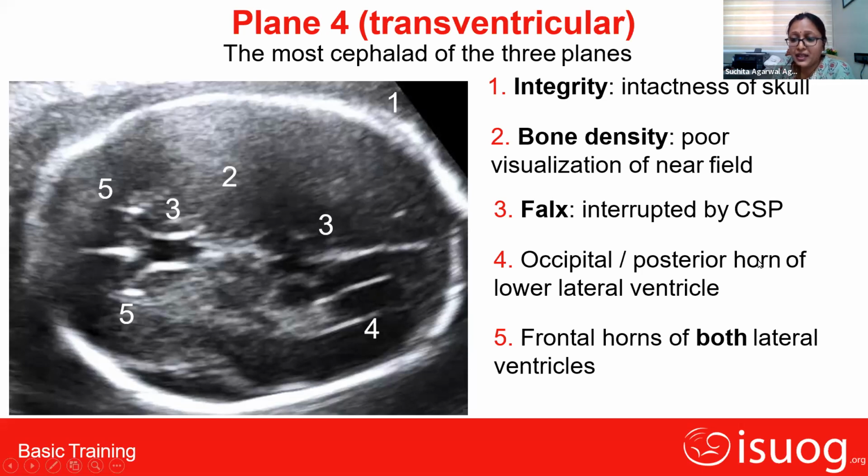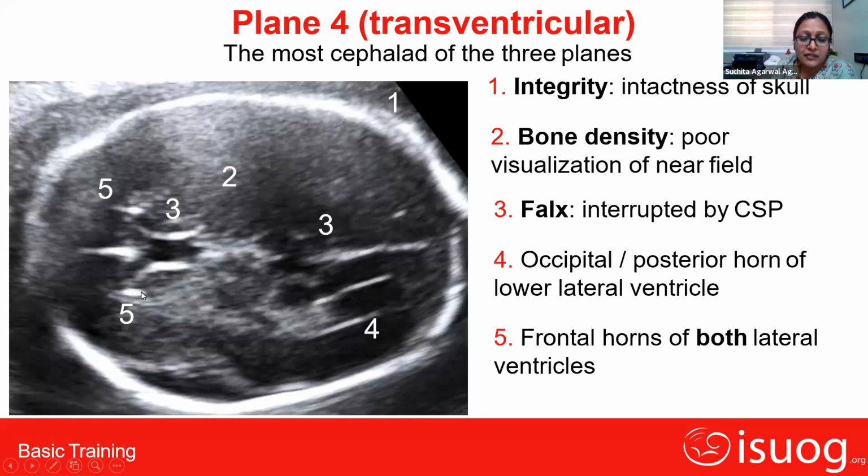Then the occipital or posterior horn of the lateral ventricle. Which is the occipital horn? This is our lateral ventricle. This is the occipital horn. This is the frontal horn. Occipital horn, frontal horn. Then we have to look at the occipital horn. Then look at the frontal horns. These are the frontal horns of both lateral ventricles.